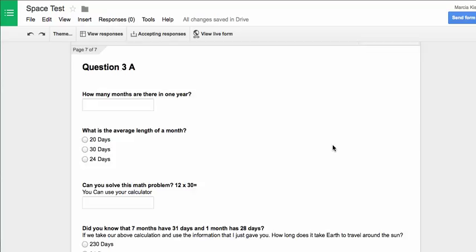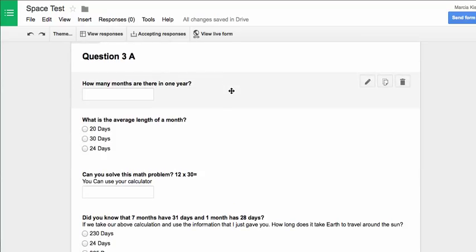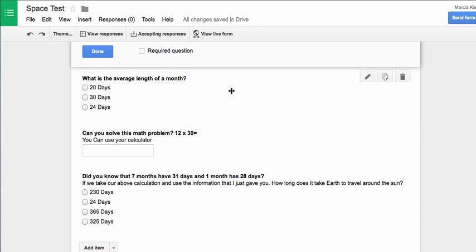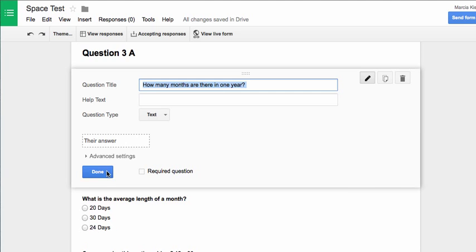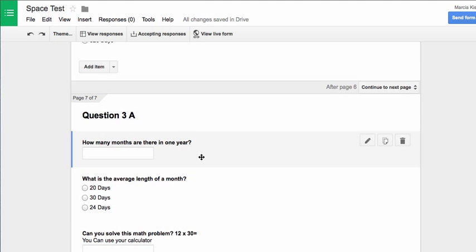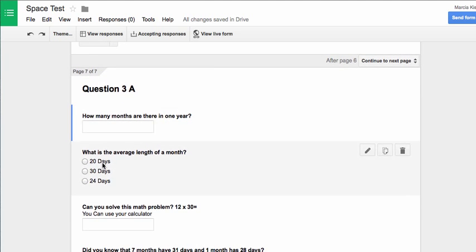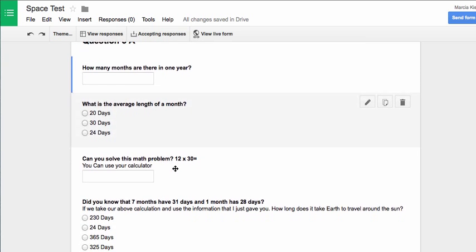What does question 3A look like? I break it down into further parts so the kids can start to see how long it takes the Earth to rotate around the sun. How many months are there in 1 year? Hopefully they put 12. What is the average length of a month? Hopefully they'll realize it's 30 days.